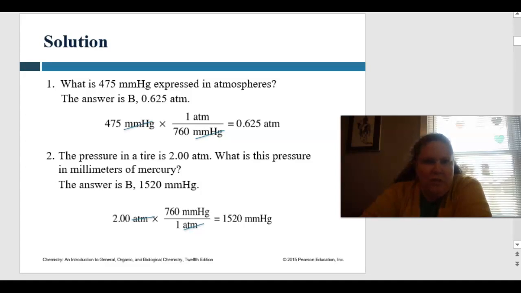All right, for question 1, did you get 0.625 atmospheres? The question was, what is 475 millimeters of mercury expressed in atmospheres? The answer is 0.625, by taking 475 and using this calculation. For question number 2, the pressure of a tire is 2 atm. What is the pressure in millimeters of mercury? Again, the answer is going to be B by doing these calculations.